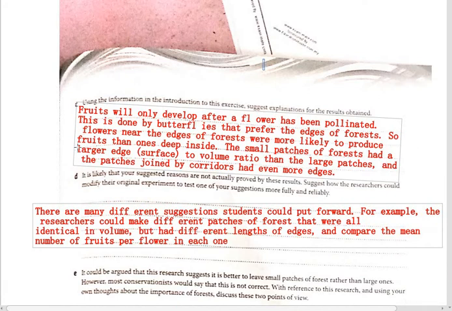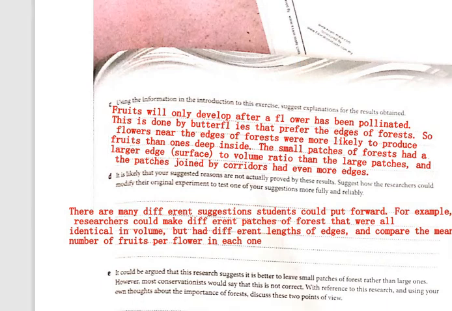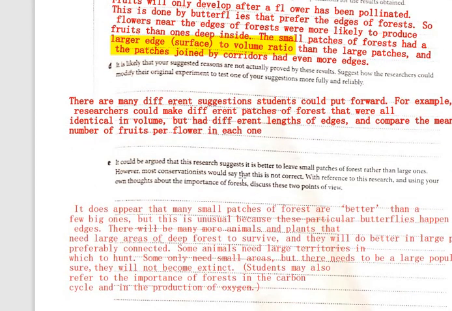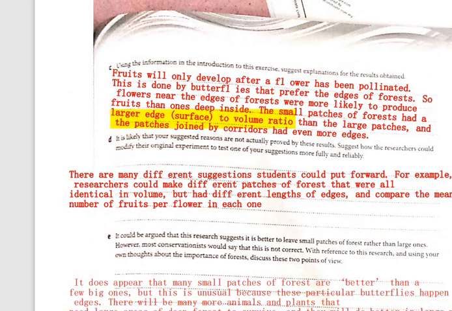And this term, larger edge to volume ratio, is a very important term when answering questions related to explaining the things that are going on in the bar chart. So now let's move on to the next question, which is part C.